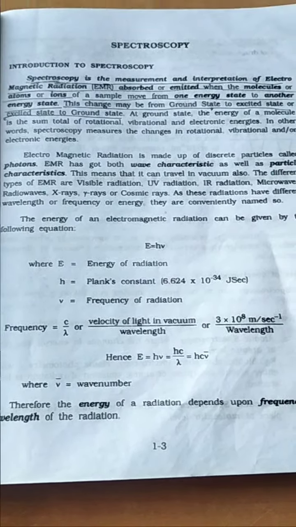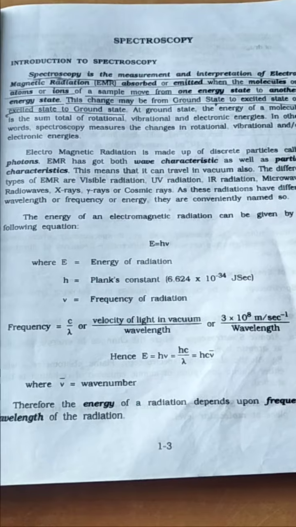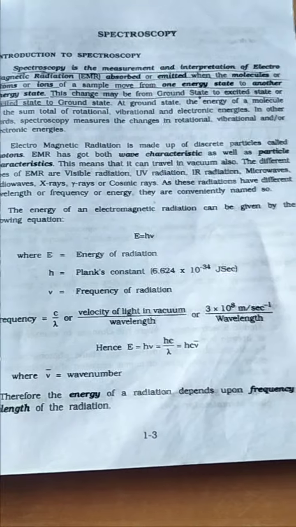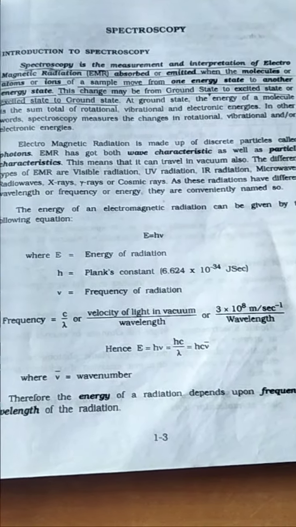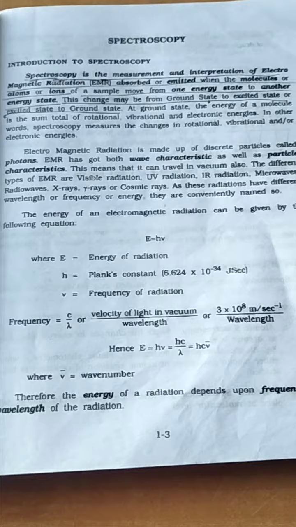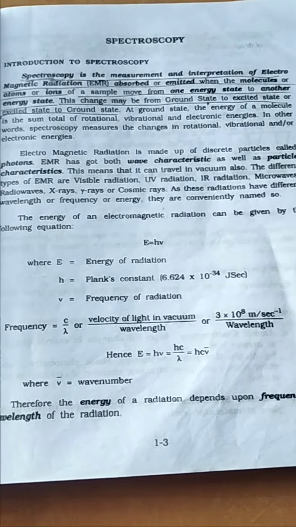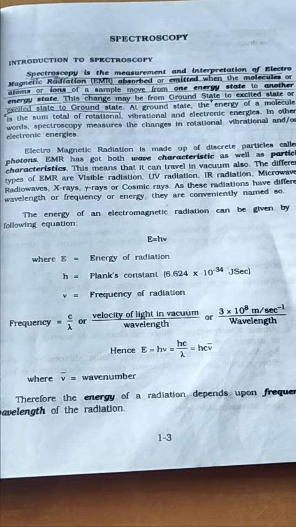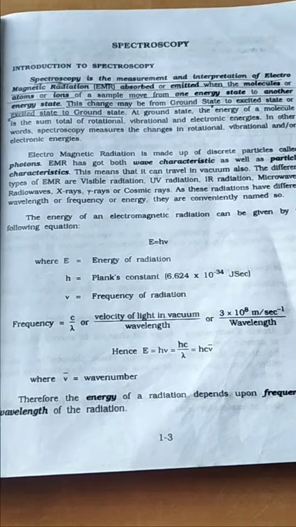When the molecules, atoms or ions of a sample move from one energy state to another energy state, how can we tell? That means from ground state to excited state or excited state to ground state. At the ground state, the energy of molecules is the sum total of rotational, vibrational and electronic energies. In spectroscopy, we measure changes in vibrational, rotational and electronic energies.